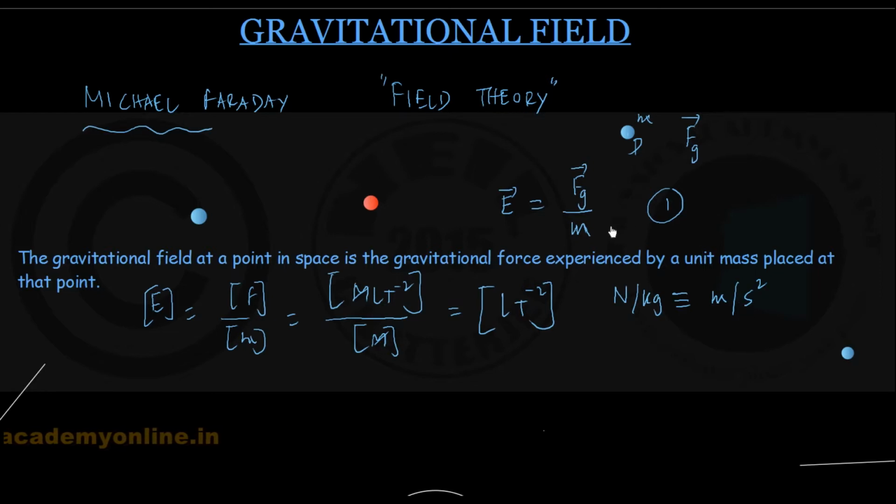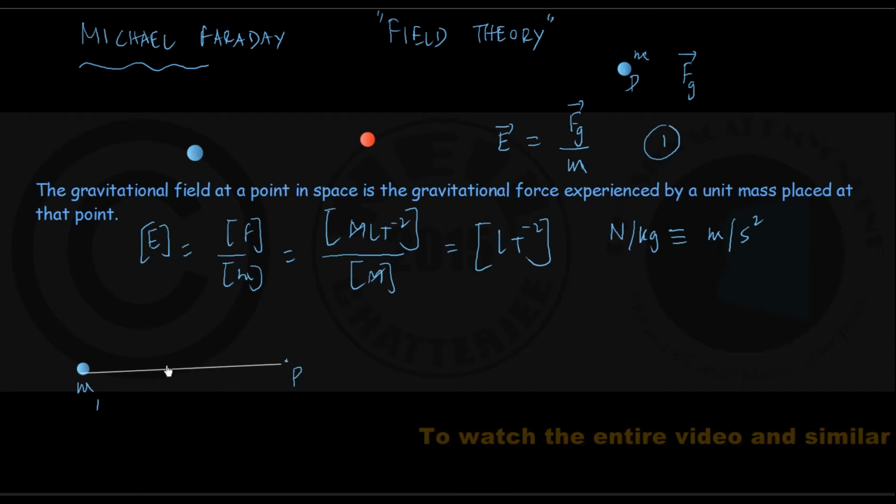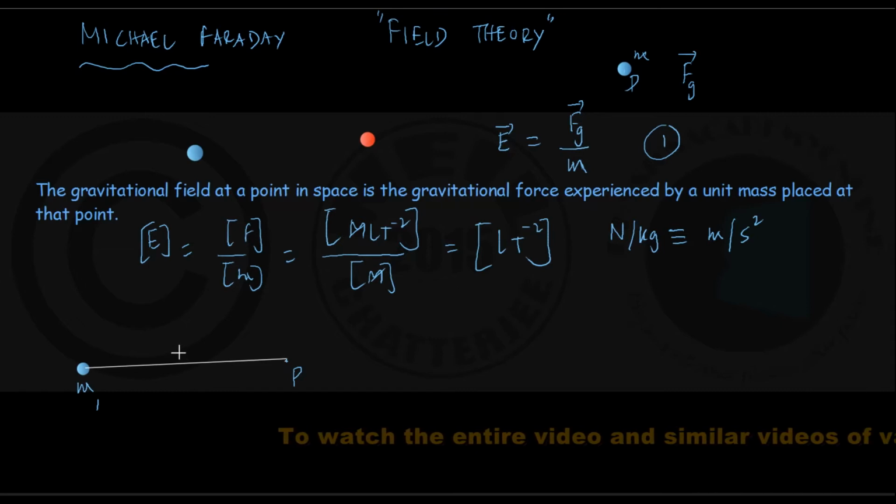Now, once we define gravitational field at a given point by equation number 1 and the statement below, let us apply it to find out gravitational field of a particle and of the earth at a given point. First of all, we shall consider a particle here. Suppose the mass of the particle is taken to be m1, and you consider a point P at a distance of r from this particle. I show the distance here. The distance between the particle and the point in question is taken to be r.